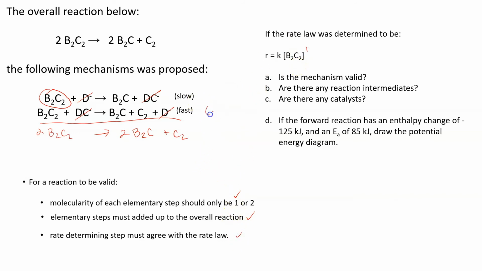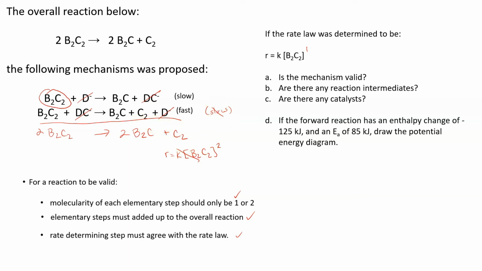Let's say theoretically my slowest step was the second step. Then, since B2C2 occurs once in this step and would occur once in the step before it, it would have an order of 2, because it occurs once in the slow step and once in the step below it. But we know that that's not the case.